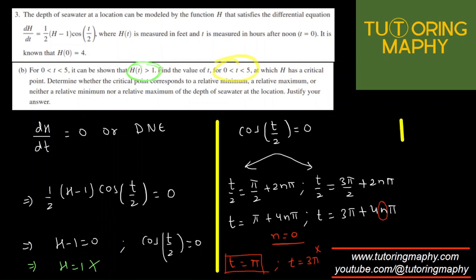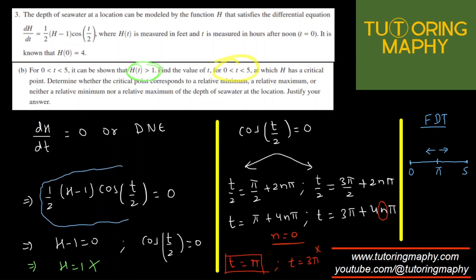Now let's find out whether this π has a local max, local min, or neither. I'm going to use the first derivative test. For this, I'm going to make a number line and indicate π here. I'm going to indicate the terminal points as well, which are 0 and 5. And I'm going to put a number less than π and a number greater than π in the derivative equation. I'm just looking for a sign change here. Less than π, let's put π/2. I don't really have to worry about this expression, because h is always greater than 1, like we said earlier. So this is always positive.